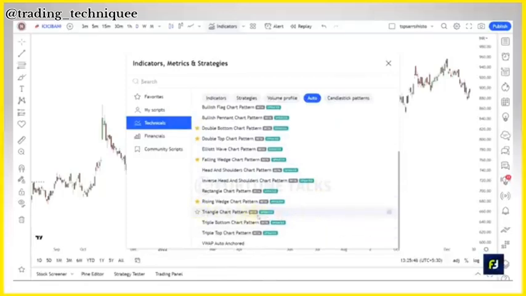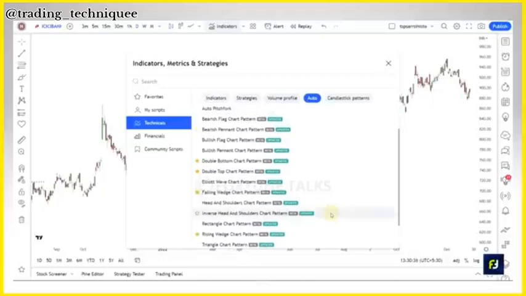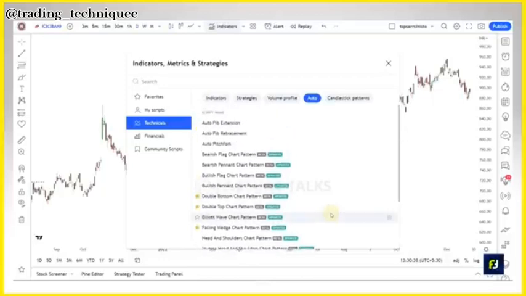Now you might be wondering, where are the ascending, descending and symmetrical triangle patterns? Don't worry, because all the triangle pattern variants are included under the same indicator. But unfortunately, this indicator section actually lacks patterns like channels, broadening wedges and triangles, etc.